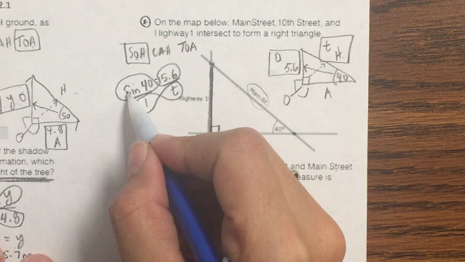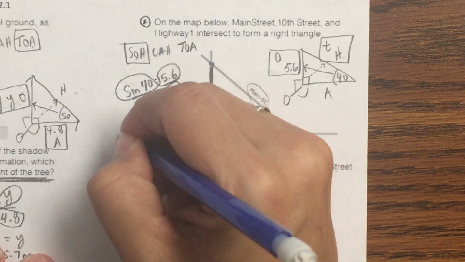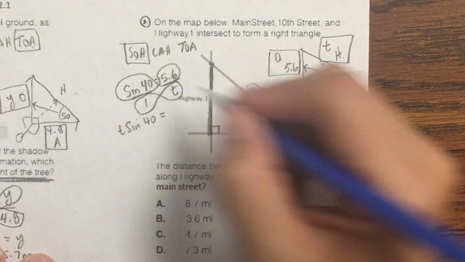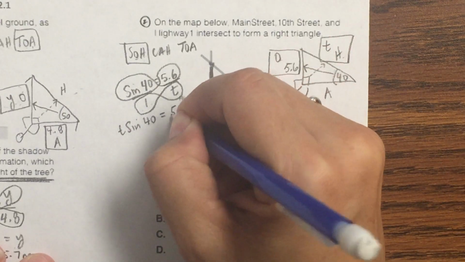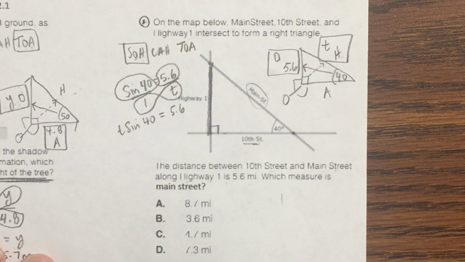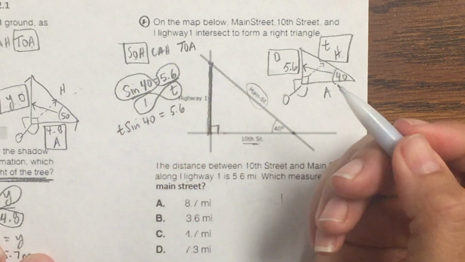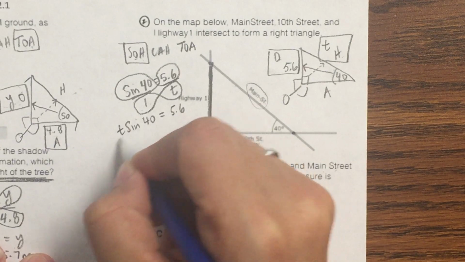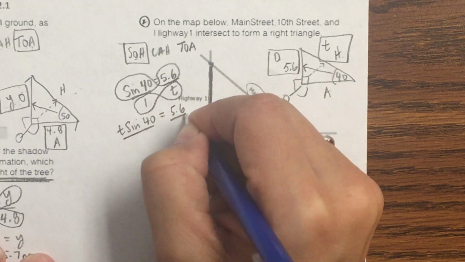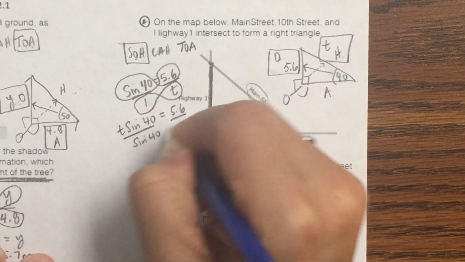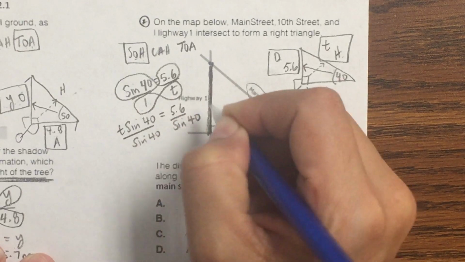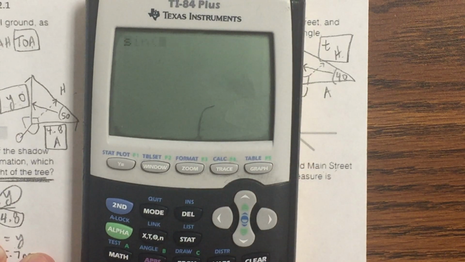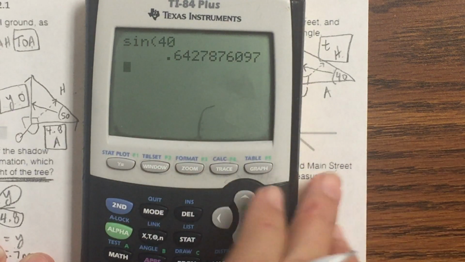So cross multiply and divide. This times this, this times this. So this times this is t sine 40 equals this times this, which is 5.6. But wait a second, my variable is not on its own yet. So what do I need to do? Get it on its own. So what is this? This is t times sine 40. So how do I get rid of it? I divide by sine 40. Remember, sine 40 is just a number. Like if I punch out in the calculator, sine 40, the number is 0.642.